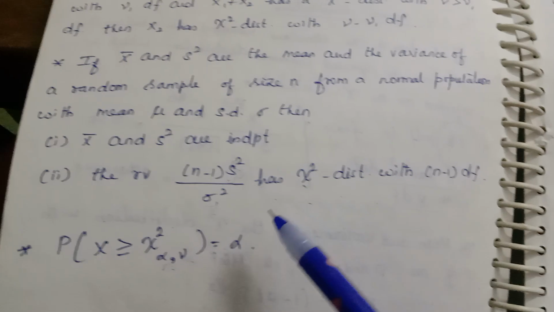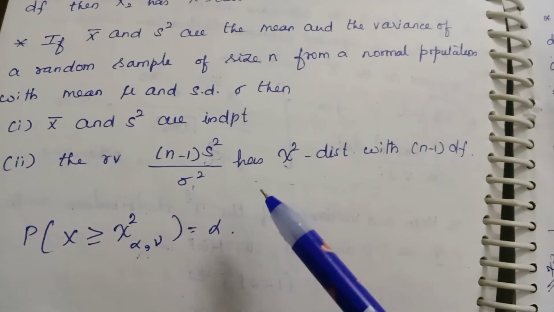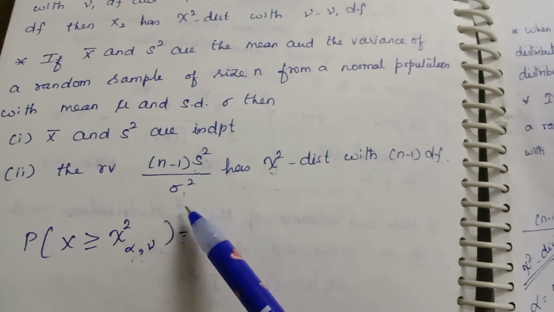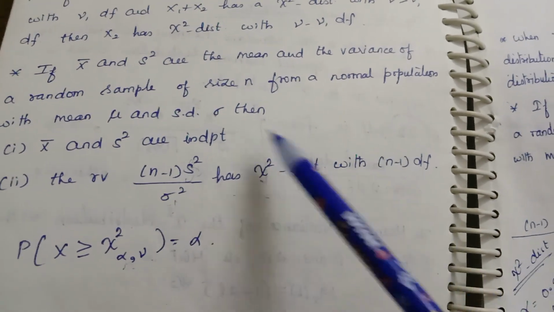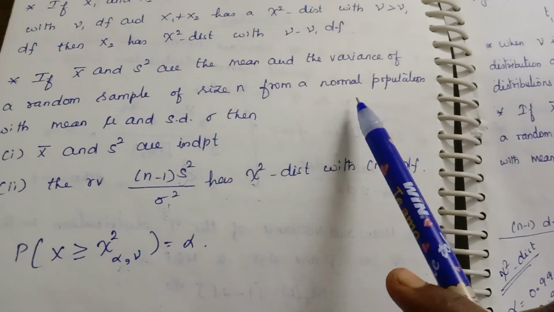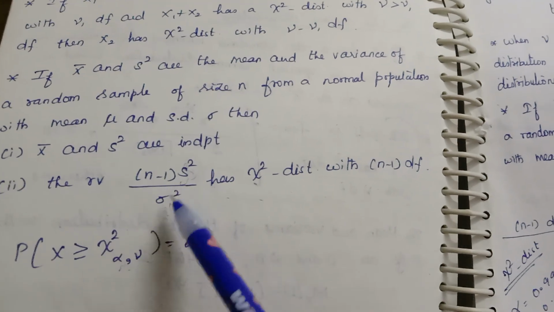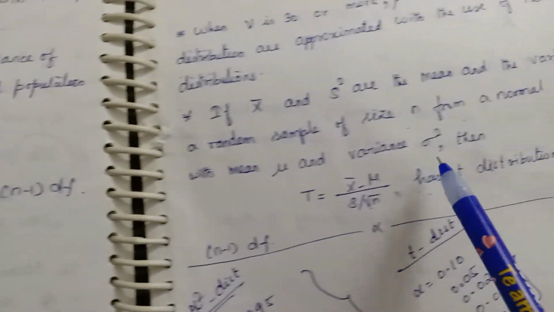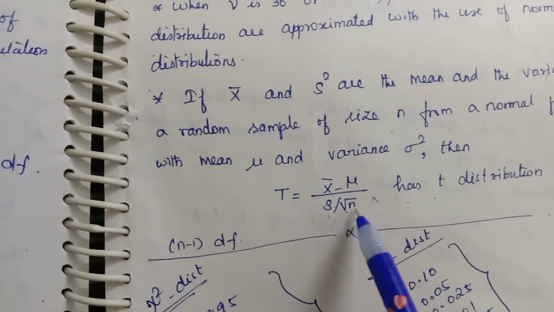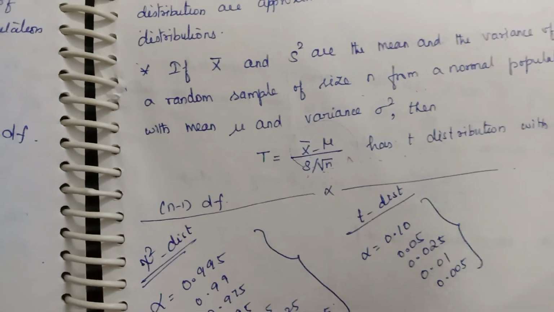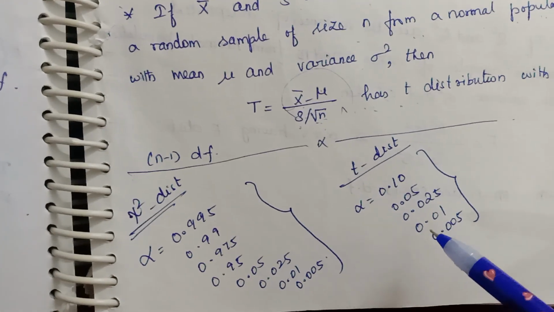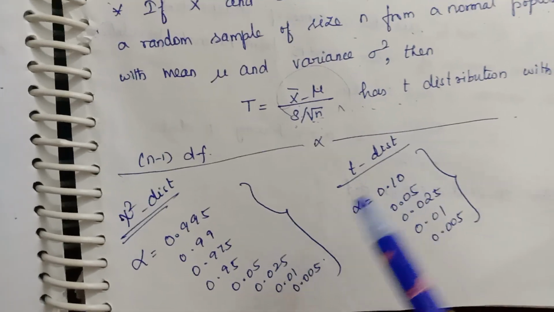Previously we have seen the chi-square distribution. How do we associate it with our sampling distribution? N minus 1 s square by sigma square follows chi-square distribution with n minus 1 degrees of freedom. All the previous assumptions are the same, right? That is, the population follows normal distribution. Here x bar minus mu by s by root n follows t distribution with n minus 1 degrees of freedom.